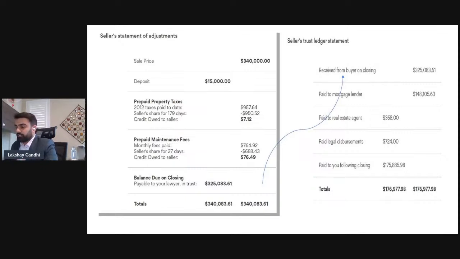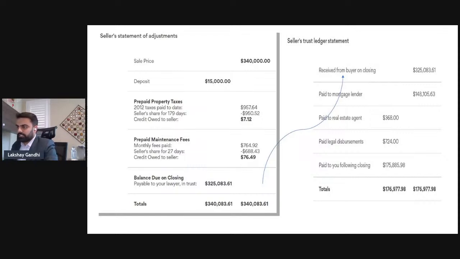The biggest piece of the puzzle here is the real estate agent commission that needs to be paid, as well as the legal disbursement that needs to be paid whenever a trust ledger is being prepared. So in this scenario, once again, you got the money of $325,000 carried forward from the statement of adjustments to the trust ledger.